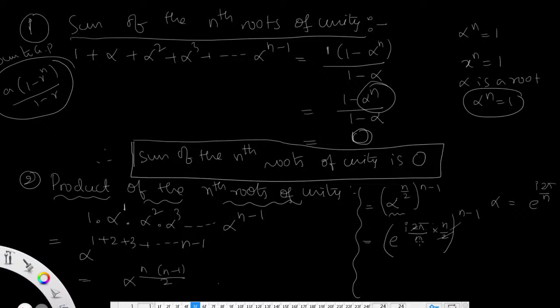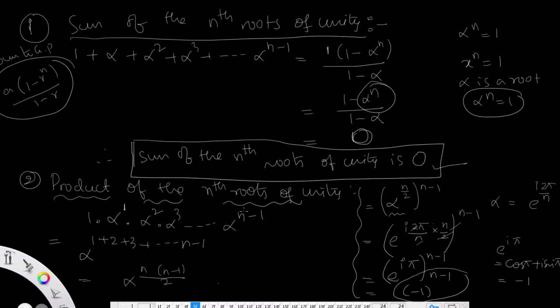Now simplify: n cancels, and you get e to the power of i pi. E to the power of i pi we write as cos pi plus i sin pi. Most importantly, all those values are nothing but minus 1. So it is minus 1 whole to the power of n minus 1. So the product of the nth roots of unity is minus 1 whole to the power of n minus 1, whereas the sum of the nth roots of unity is 0.